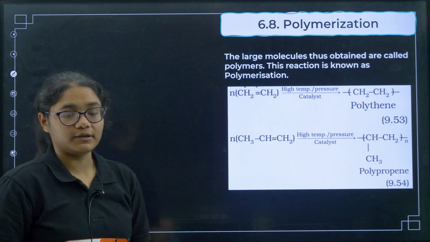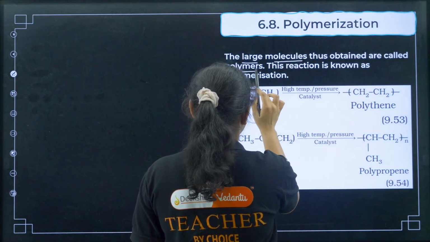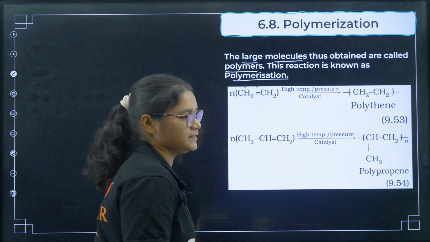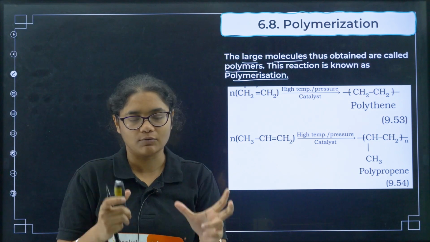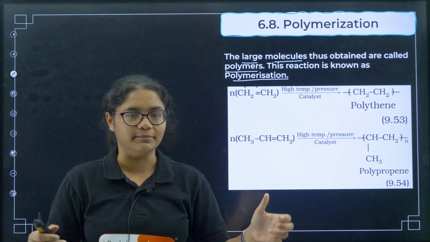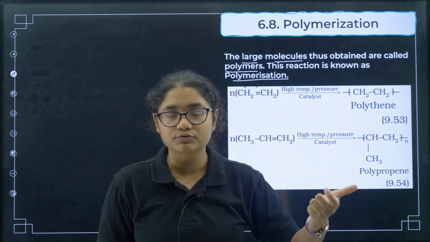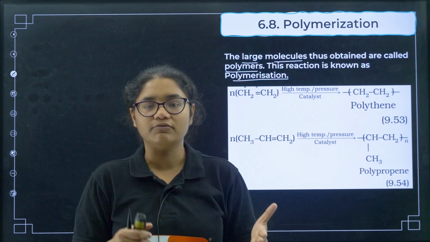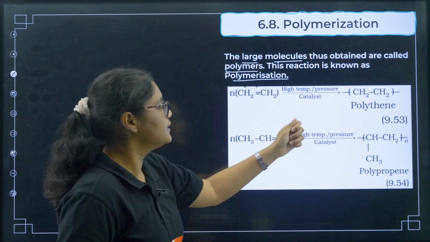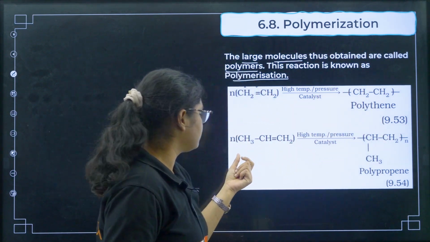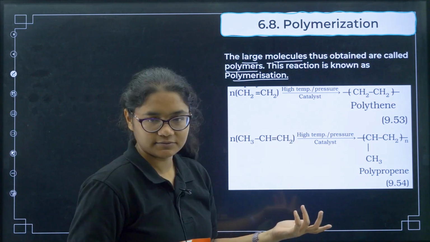So now we have polymerization. Polymerization is like the large molecules thus obtained are called polymers. This reaction is known as polymerization. Polymers means many small molecules gather together to form a polymer, and the process is called polymerization. Generally, you have very frequently used polythene, that is a polymer of a monomer, ethene. When you take ethene at high temperature, pressure and catalyst, that will give you polyethene. Similarly, propene gives polypropene, with high temperature, pressure and catalyst.